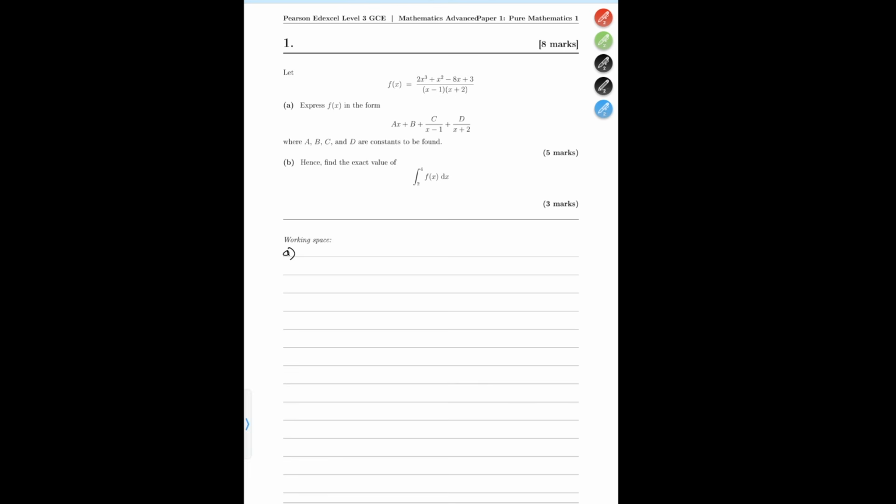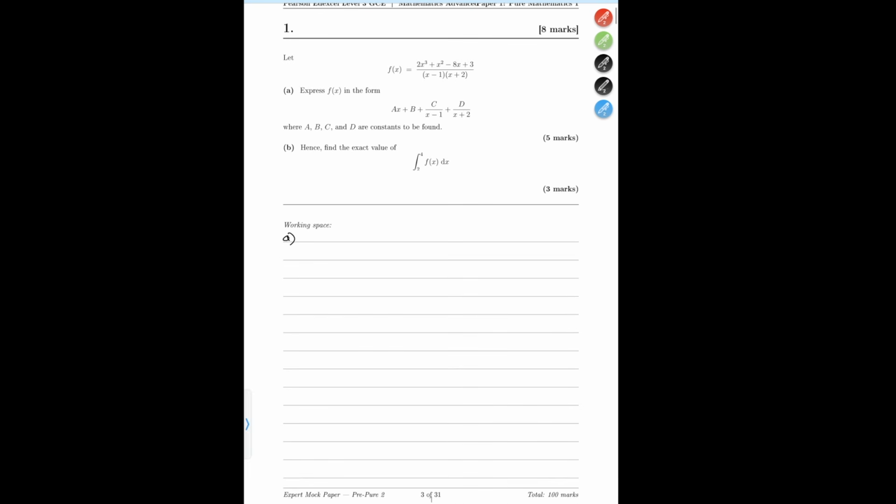So what we can do is expand the denominator, so we get x squared plus x minus 2. Now we're going to do long division on this using the numerator, 2x cubed plus x squared minus 8x plus 3. First we have to think, how many times does x squared go into 2x cubed? That's going to be 2x times.